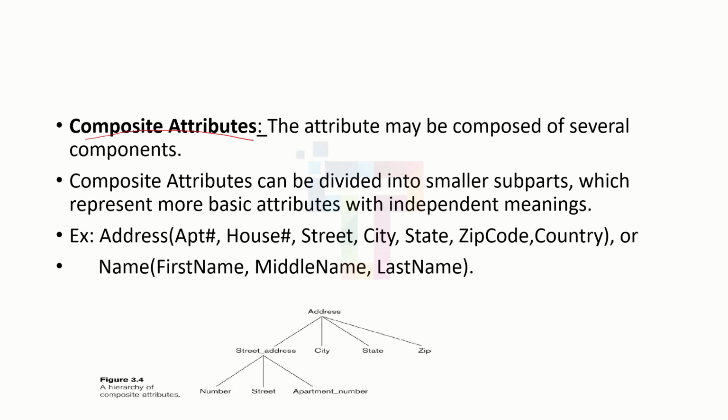Next we have composite attribute. The attribute may be composed of several components, meaning it is the exact opposite of a simple or atomic attribute. Atomic cannot be divisible, composite is divisible. We have a single attribute that we are dividing further. The composite attribute can be divided into smaller sub-parts which represent the basic attributes.